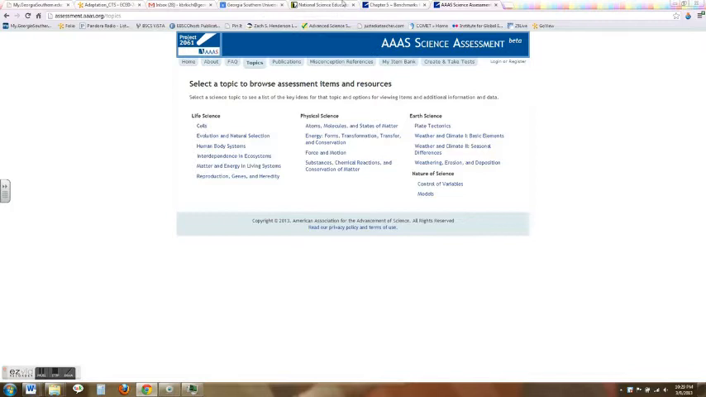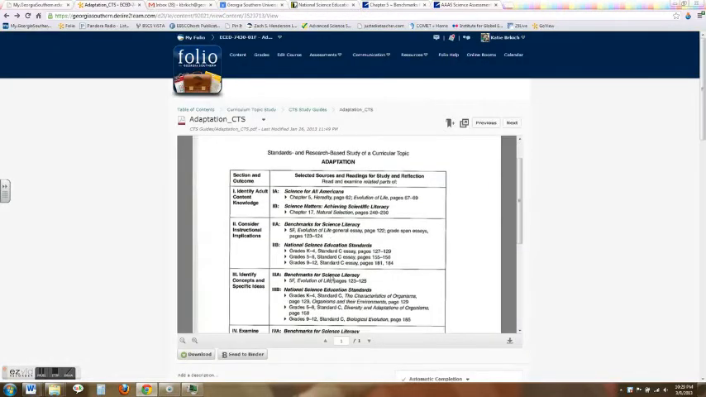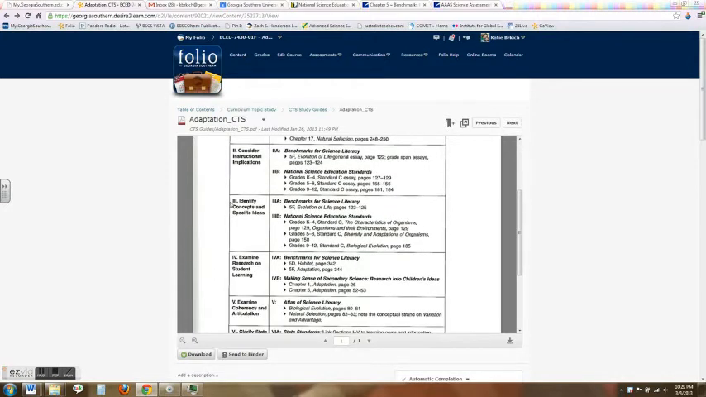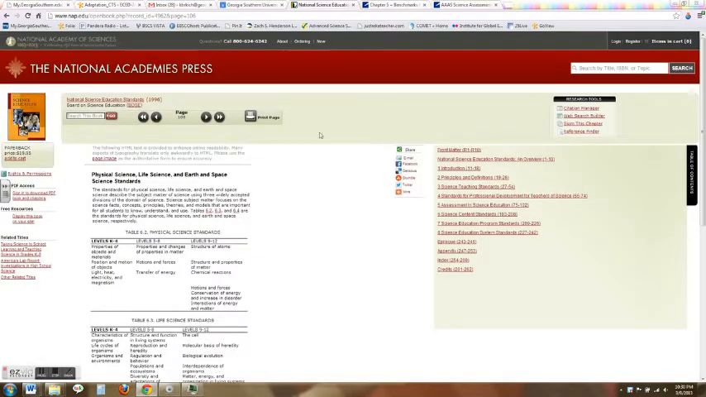When we look at the 2 online resources which we are told to use, I'm just going to use the adaptation CTS as a sample. It's these identify concepts and specific ideas that correlates to the section of student content knowledge, and it tells us we're using the benchmarks for science literacy and the National Science Education Standards. Well, that's all well and good, except these 2 resources divide the grades differently.